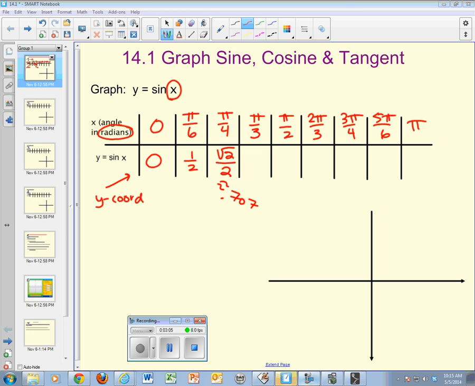Okay, find pi over 3. Find the y coordinate. You should get the square root of 3 over 2 and then plug it in your calculator. And is it 0.866? Okay, you keep going with each of these angles then. Okay, so correct me if I'm wrong on any of those. Check yours.